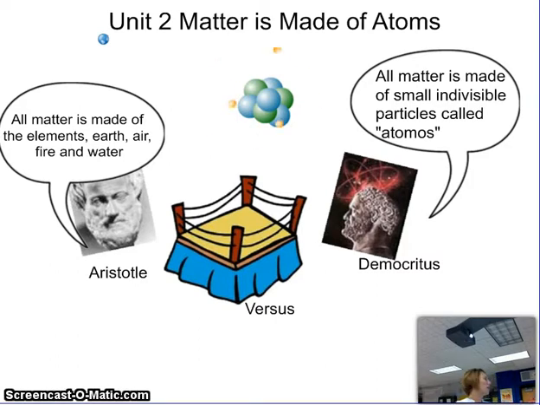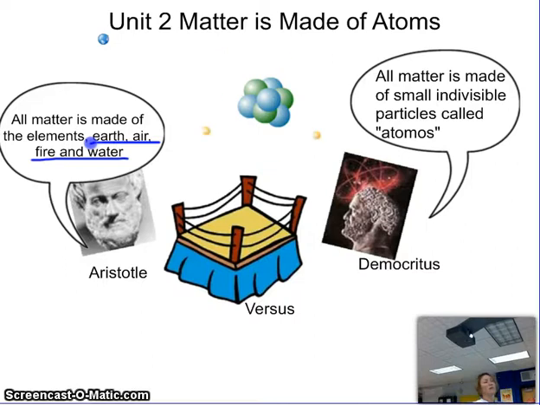And there were two kind of conflicting views at the time. There was this guy here, Aristotle, and Aristotle said, you'll have to fill this in on your thing, that all matter was made of four fundamental elements. And those elements were earth, air, fire, and water. Okay, that was Aristotle. He was really a Greek philosopher.